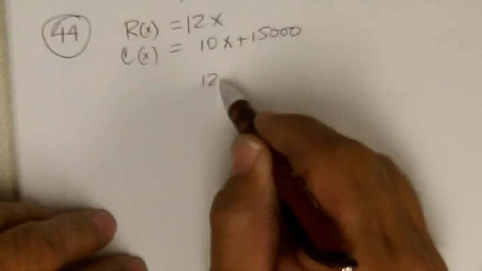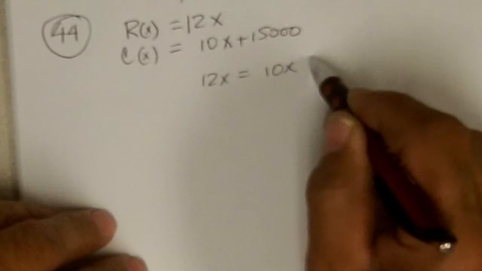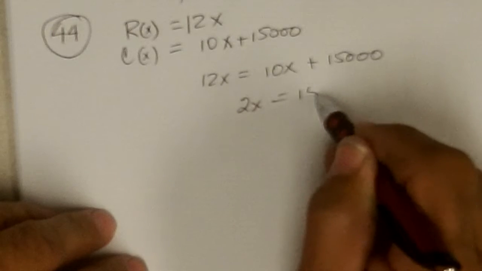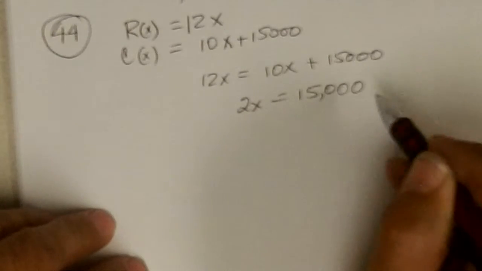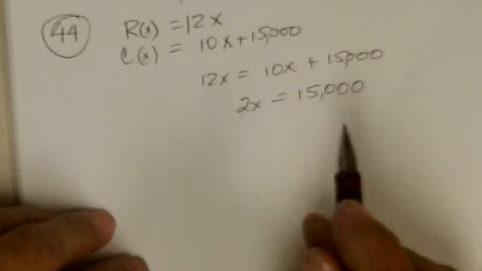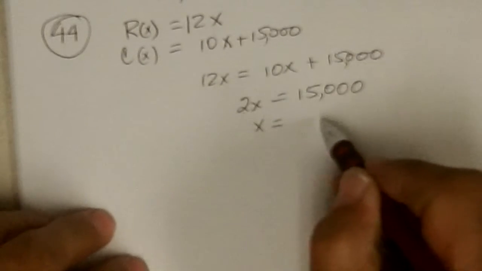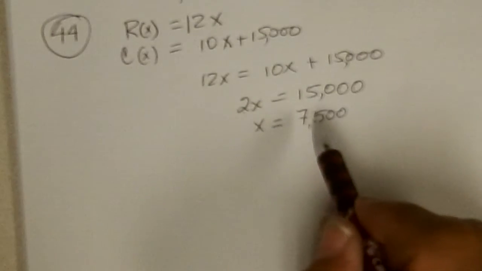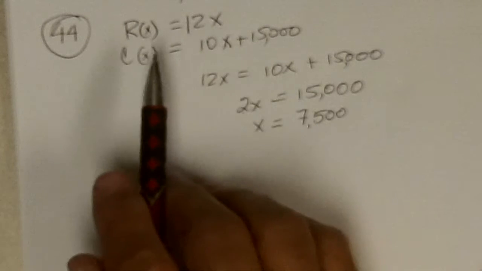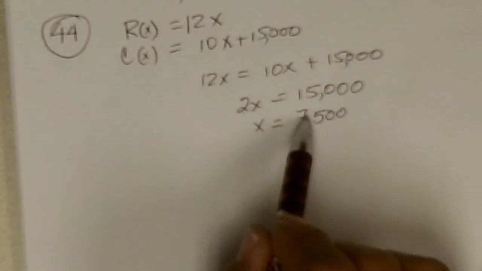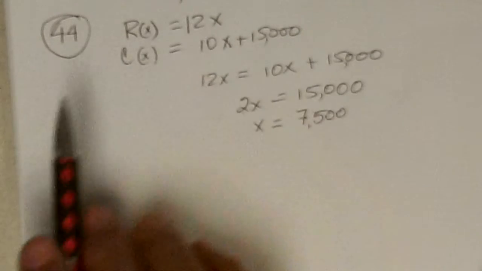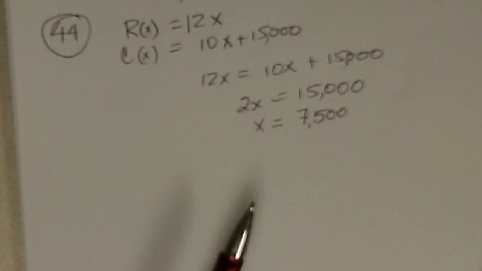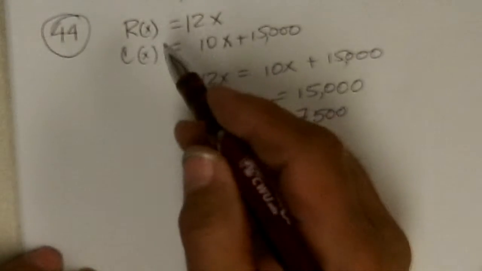So you set 12x equal to 10x plus 15,000. Subtract 10x. I mean 15,000, excuse me, that was 15,000, yes. So then divide by 2 and you get x equals 7,500. That's not dollars. You'd have to produce 7,500 units to finally make the cost match the amount of money you get back in, and then you have to produce more to actually make your profit. That was 44.